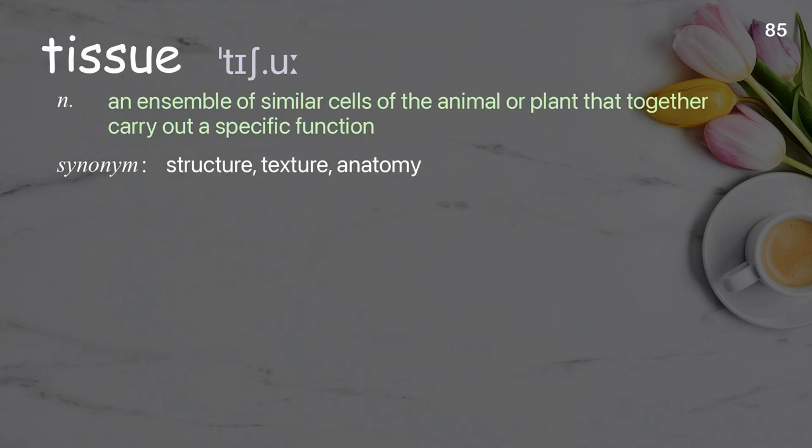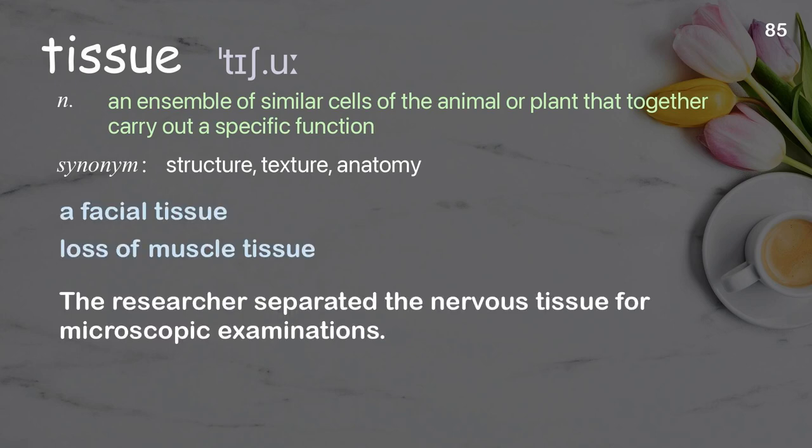Tissue: an ensemble of similar cells of the animal or plant that together carry out a specific function. Examples: a facial tissue, loss of muscle tissue. The researcher separated the nervous tissue for microscopic examinations.